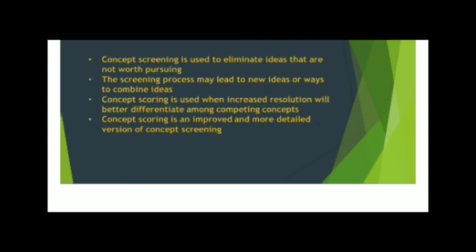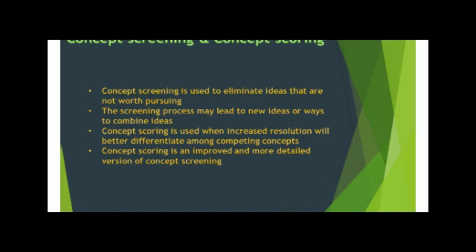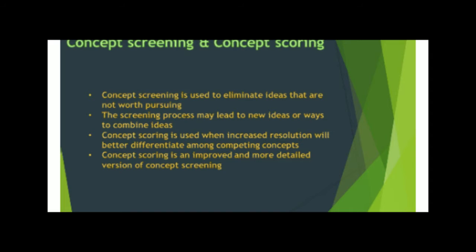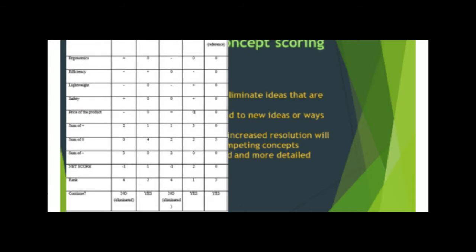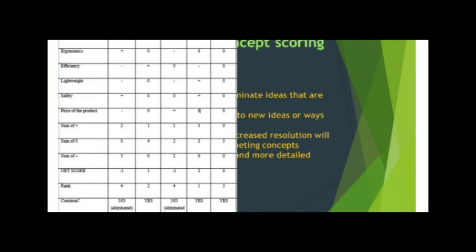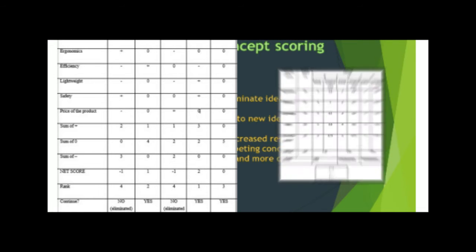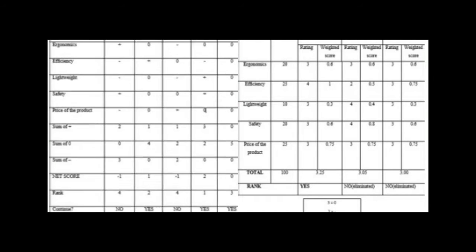Concept screening is used to eliminate ideas that are not worth pursuing. The screening process may lead to new ideas or ways to combine ideas. Concept scoring is used when increased resolution will better differentiate among competing concepts. Concept scoring is an improved and more detailed version of concept screening. As you can see in the result, for screening, concept A and concept C are eliminated because they do not fulfill our selection criteria. The ranking is concept B, D and E. Concept B almost fulfills our selection criteria.